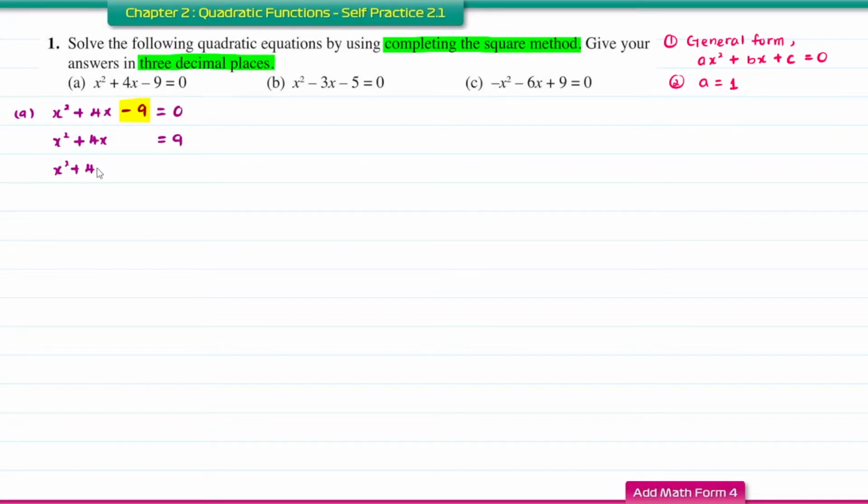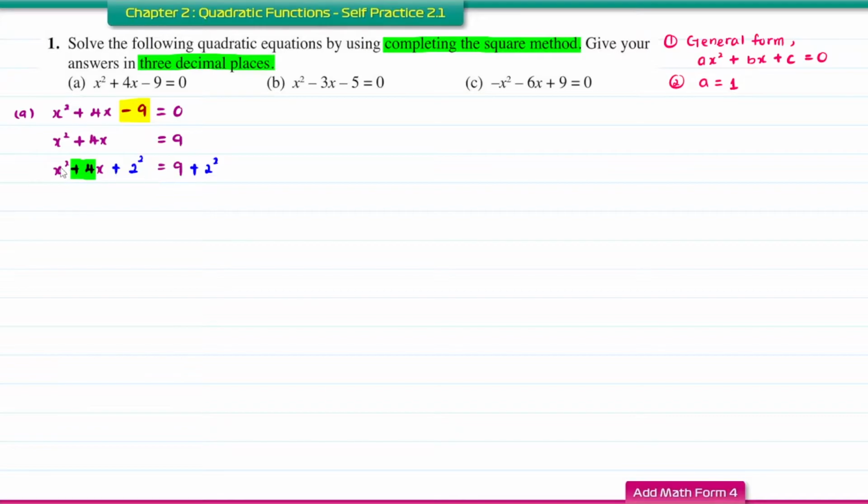Next, we're going to add in a number here, so that the expression on the left represents the area of a square. Here you have a b of positive 4. So you're going to divide the b by 2. When 4 is divided by 2, you have the number 2. Then square this number. Then this part will represent the area of a square. On your right hand side, you need to add 2 squared as well, so that the equation is kept balanced.